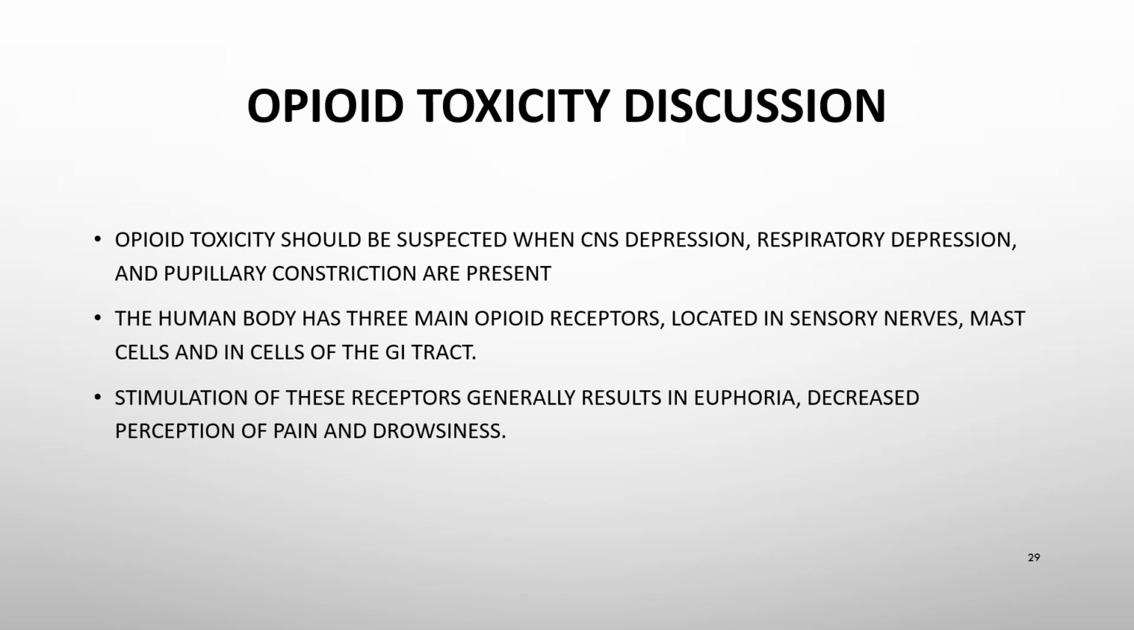When you think about mast cell effects, this commonly causes itching. So a lot of times the people who are on opioid abuse sort of scratch because of the stimulation of mast cells. And when you think about the impact on the GI tract, think of constipation. A lot of times patients who are on opioids have constipation, and that's because it impacts the opioid receptors in the GI tract.